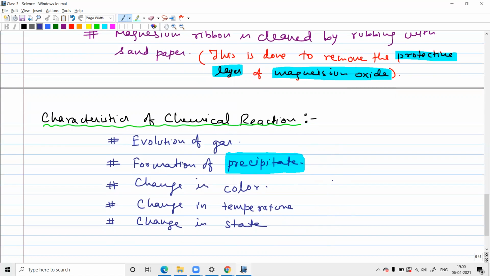No, it's not like everything will be there in all the chemical reactions. And it's not like if one of them happens you can be sure that it's a chemical reaction. These are all indicators. This tells you, okay? So in some chemical reactions, a combination of one or two or maybe three will happen. All of them may be happening at the same time also in some chemical reactions. That is also possible.